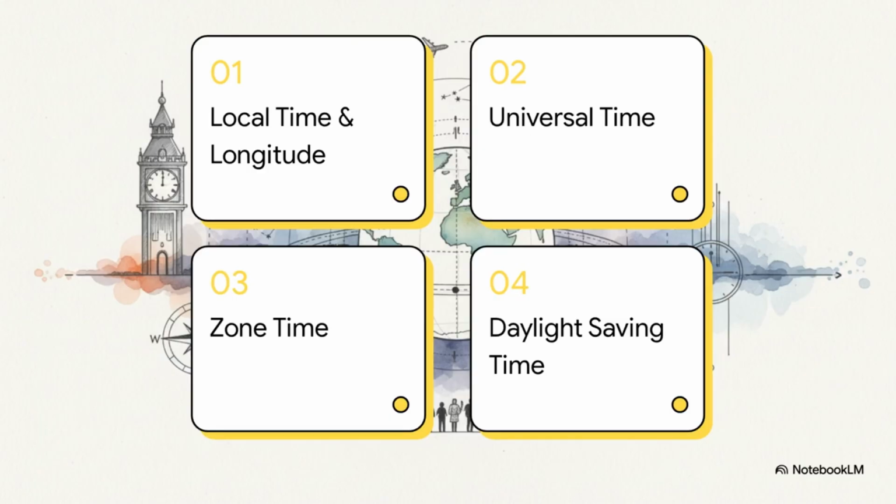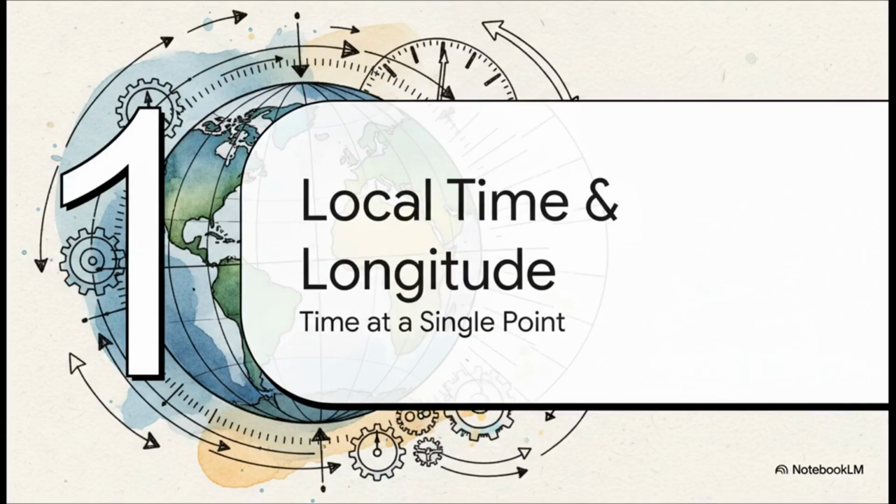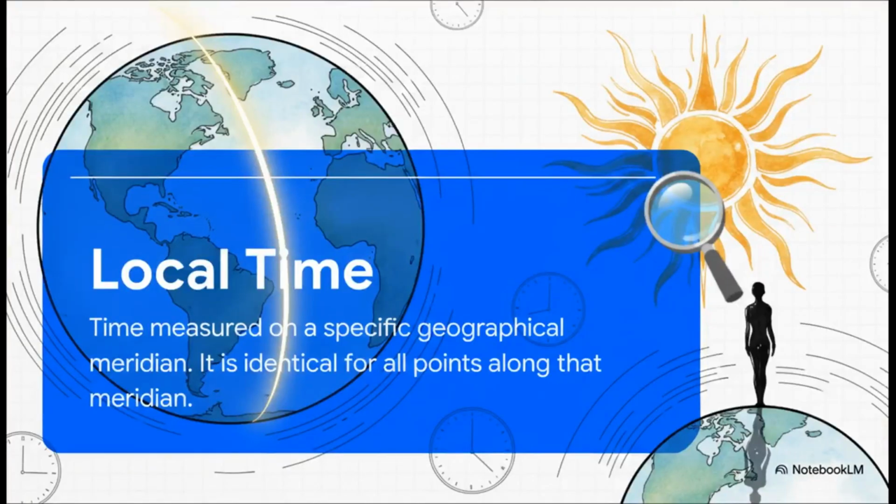Okay, let's dive in. Our analysis begins with the most direct consequence of the Earth's rotation, the concept of local time. So I want you to imagine a single glowing line running from the North Pole to the South Pole on this globe. That's a geographical meridian. For any observer standing anywhere on this line, the position of the sun in the sky, and therefore the time of day, is exactly the same at any given moment.